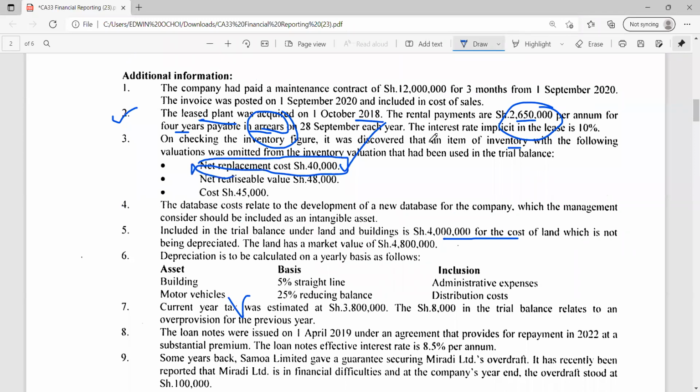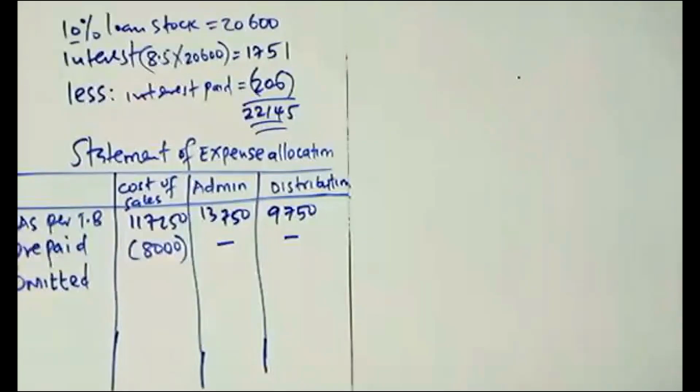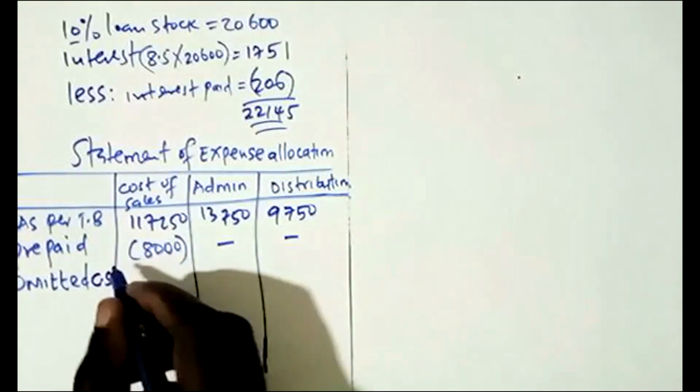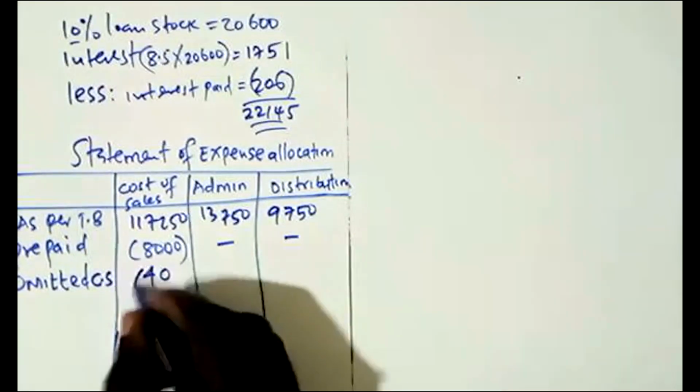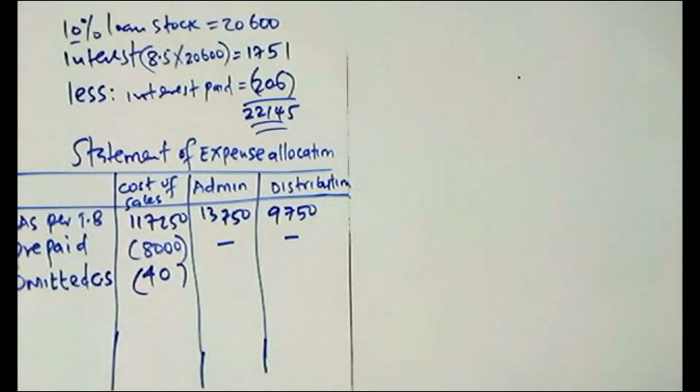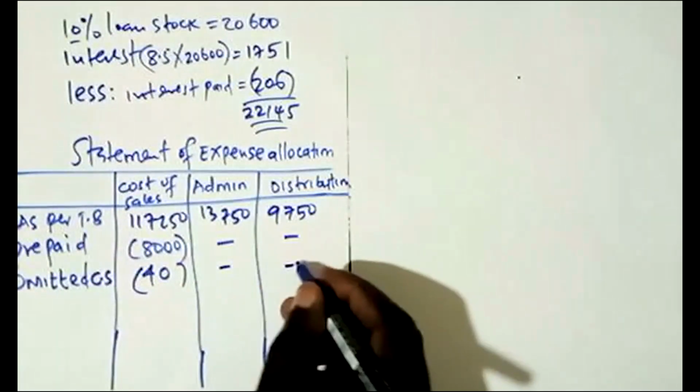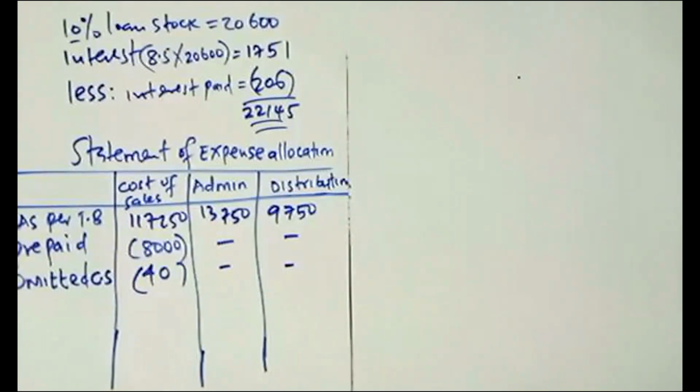This one was omitted, so obviously it has to affect our cost of sales. Omitted closing stock, so do we add or subtract? It was supposed to be subtract because we added it under the inventory. Here we deduct. To get the cost of sales, we always say opening stock plus purchases minus closing stock. So if it was omitted, we don't add, but we deduct. Stock is deducted.